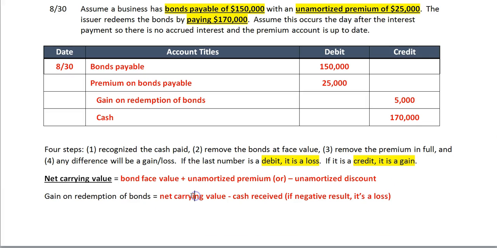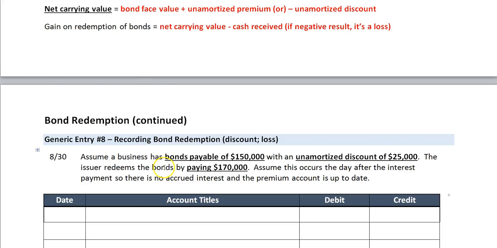It takes the net carrying value minus the cash received. Let's calculate it real quick. This bond payable, $150,000 plus the $25,000 premium equals $175,000, which is the net carrying value. If we take the $175,000 minus the cash received of $170,000, you get a positive $5,000, which represents the gain here. Alright, let's keep moving.